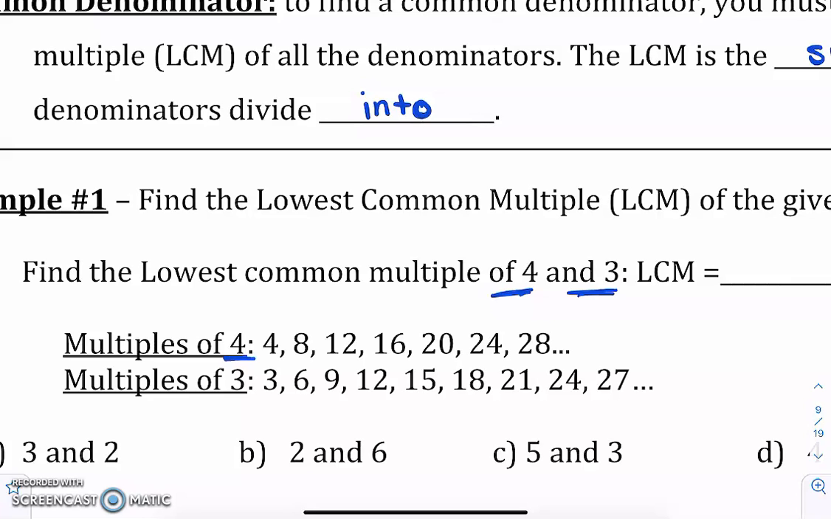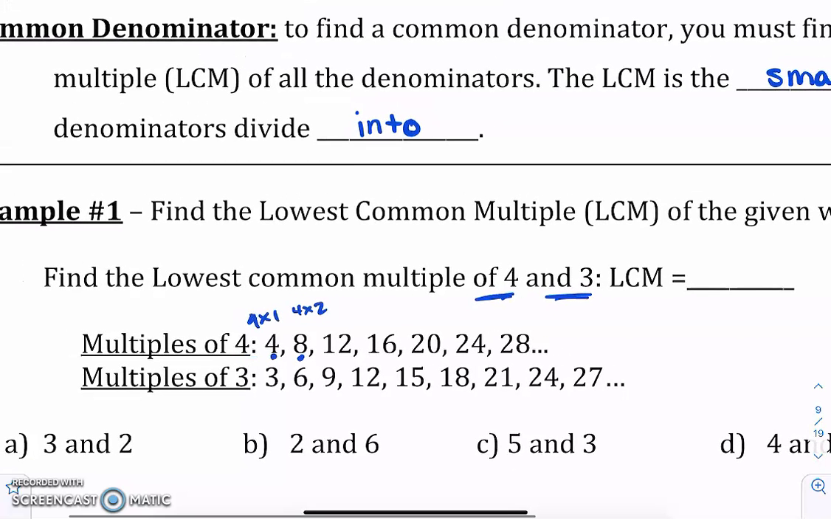So the first multiple of 4 would be 4 times 1, 4. 4 times 2 is your second one. That's 8. 4 times 3, 4 times 4. So the thing with multiples is that they can continue forever. Like the next one would be 36. The next one after that would be 40. So you can't ever find the greatest common multiple because they would continue forever. That's why we only ever bother finding the lowest common multiple.